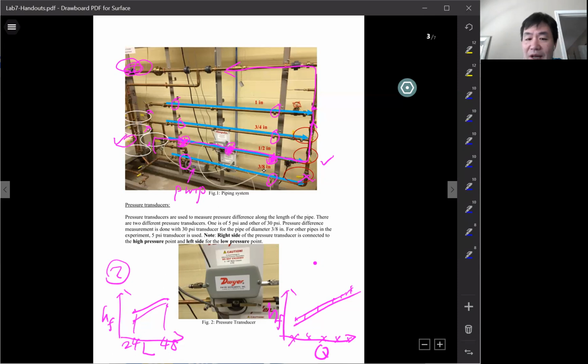Okay, so every time a flow rate goes through, you measure the pressure difference, you measure the head loss. Then you use the theoretical calculation to calculate the analytical, theoretical head loss, okay, to compare. Okay, so this is task number 3.